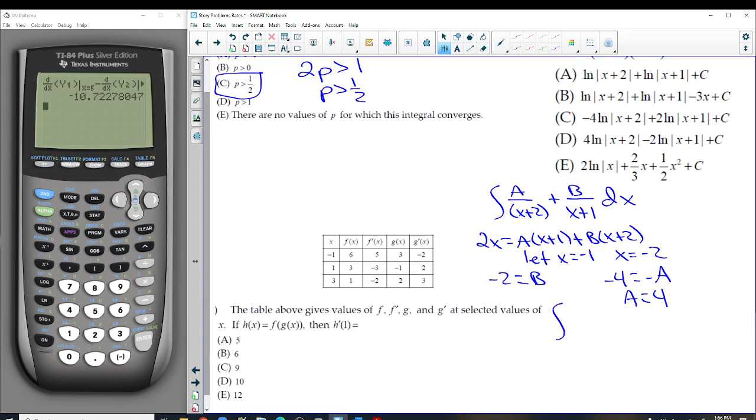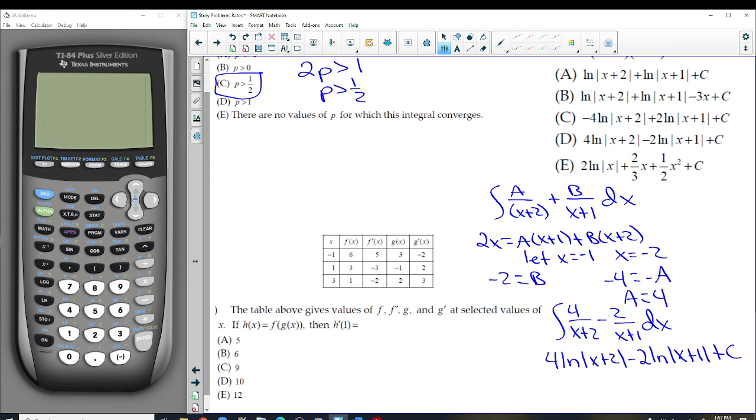So now we're integrating 4 over x plus 2 minus 2 over x plus 1. Four natural log absolute value of x plus 2 minus 2 natural log absolute value of x plus 1 plus c. And that's actually how they have the answer. We're looking at D. So they don't actually do the division of the natural logs.